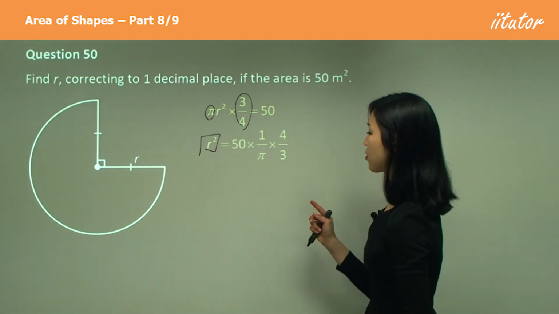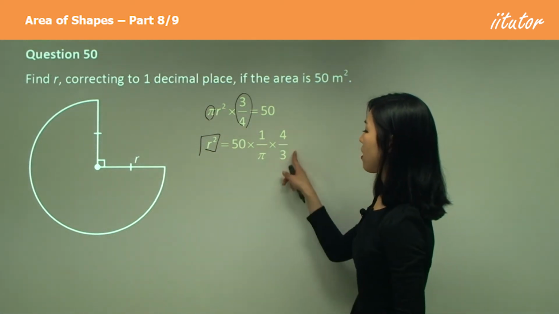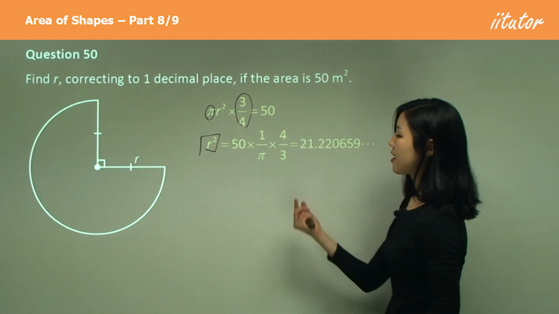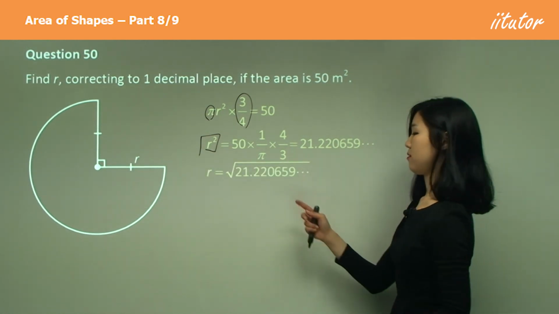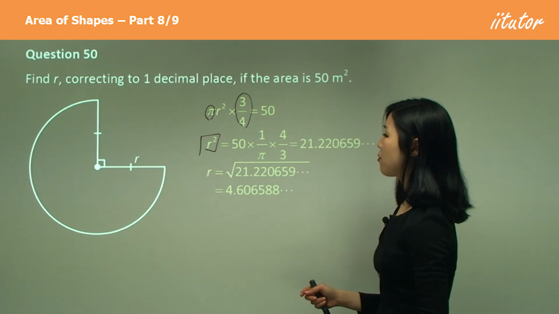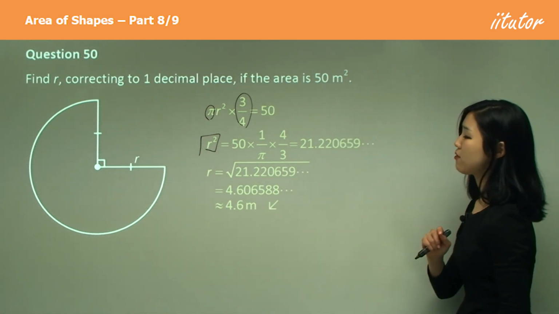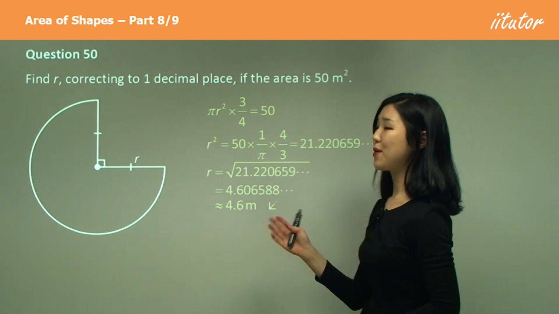So that's how we get r squared. Now that's what we want as r squared. Just calculate that using your calculator. And to get r, we square root it, and then square rooting that will get you something like this. So we want to put it to 1 decimal place, which will get you 4.6. So that was some circles.